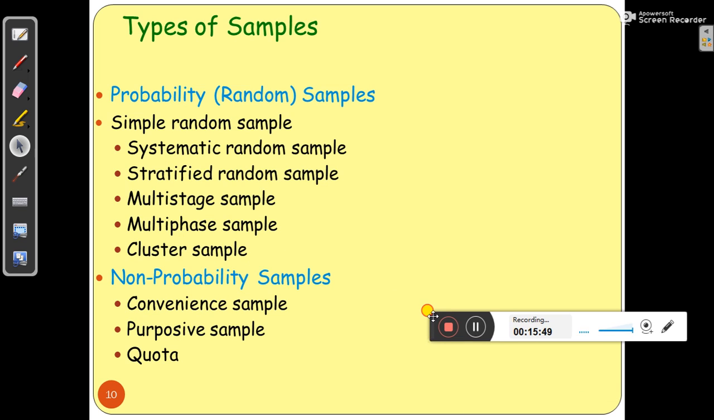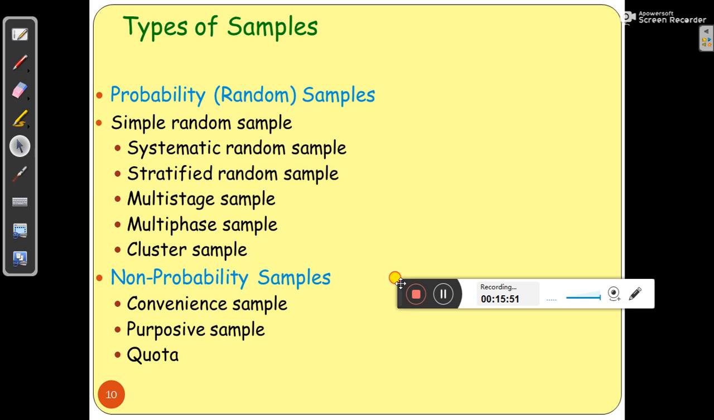So try to go through these sampling techniques. In the book you'll find them, and in the literature you'll find many more. I have just tried to give some names and a briefing about those things with some examples. Try to go through this again. You might have doubts also.